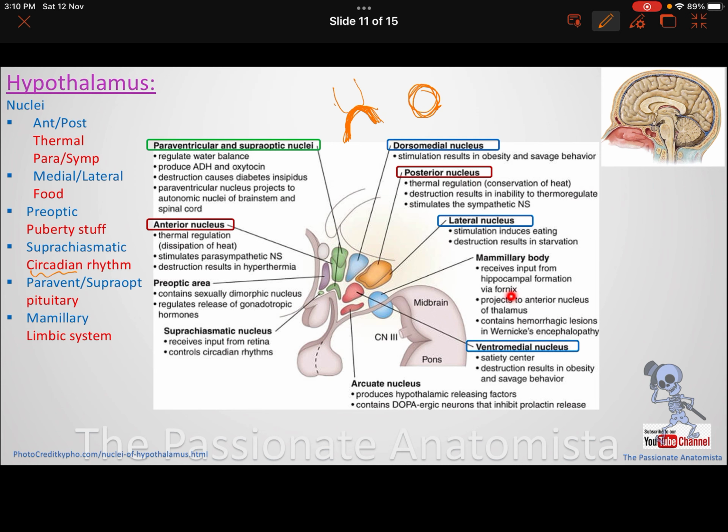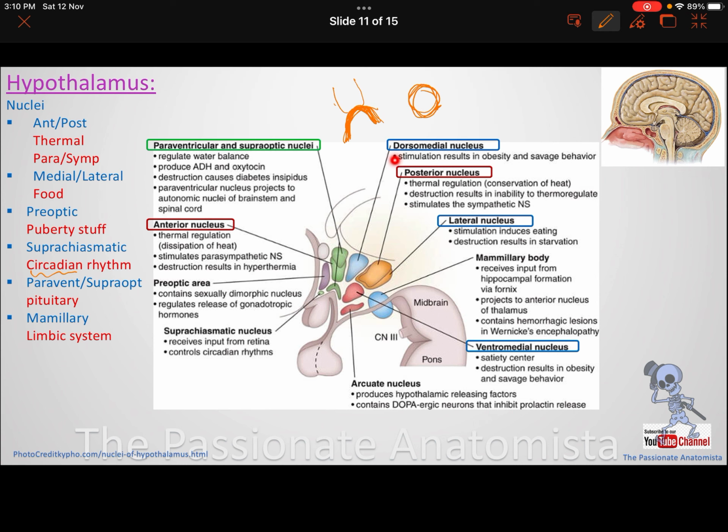We also have a story here with the medial and lateral nuclei related to food. Do you want to eat? No, everyone wants to get thin, unless you are so thin already, all right? But most of the people, they don't want to eat, they don't want to gain weight. So you would want to have your lateral nucleus responsible for eating. So you would want to keep your food away from you, lateral nucleus. So the lateral nucleus stimulation induces eating.